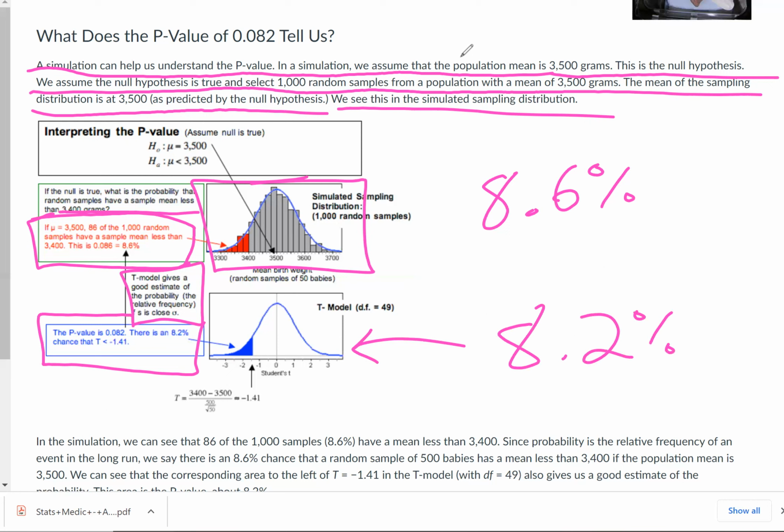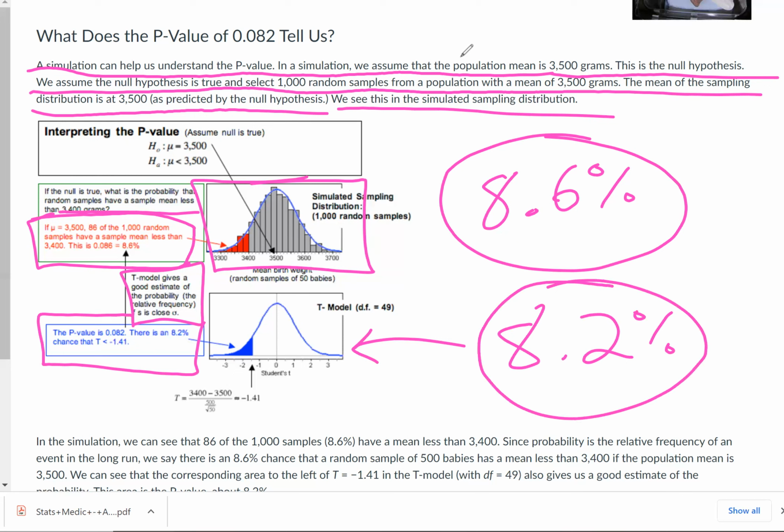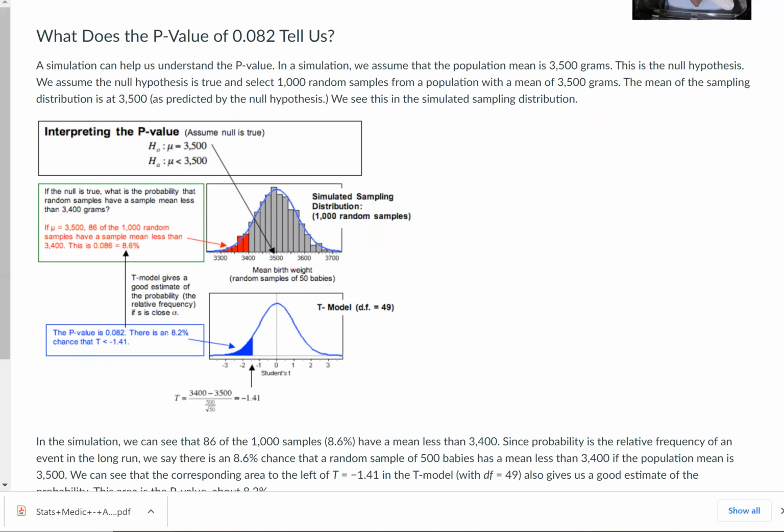So really, if you had a simulation or a computer program that could take birth weights from the past and find 1,000 samples randomly of 50 babies, then this is the actual percentage. But usually, the mathematical model that's just approximating the sampling is pretty close to the actual. So this is like the actual, and this is from the mathematical model. It's an estimate from the model. So anyway, let's see then.